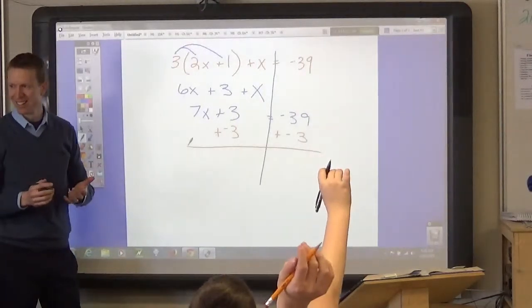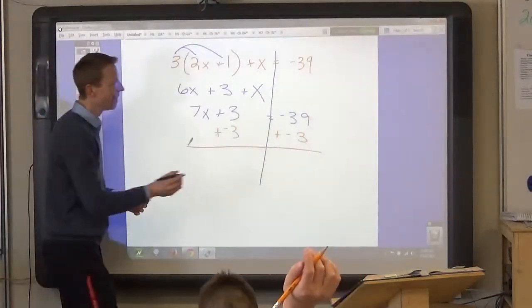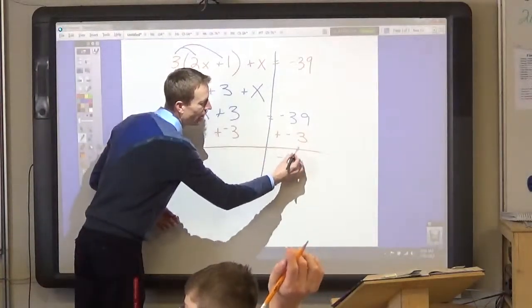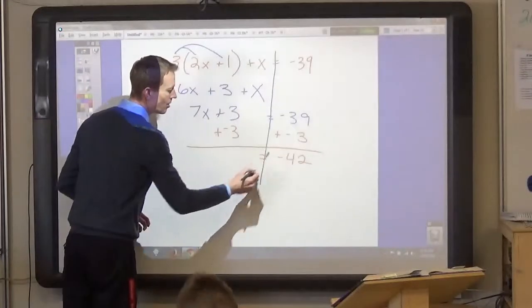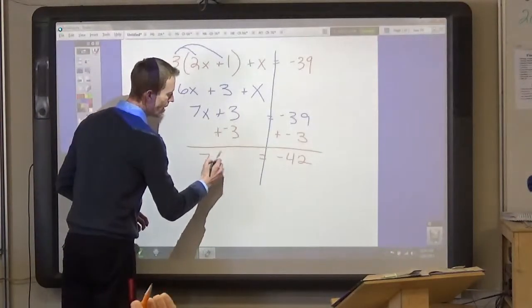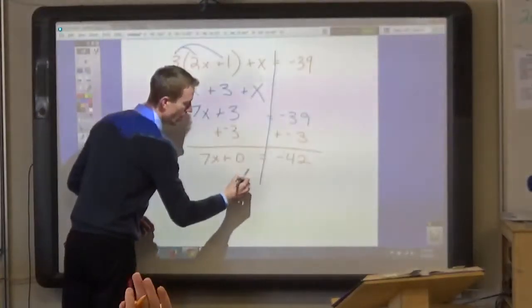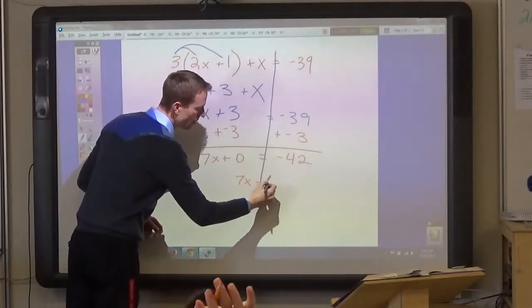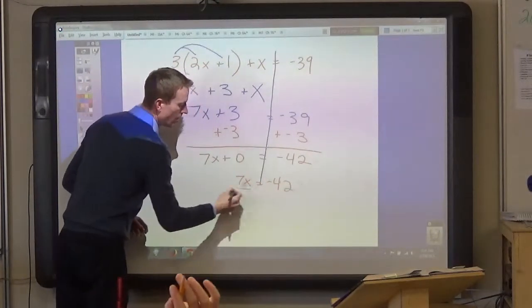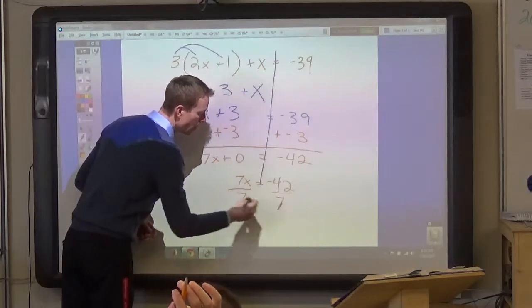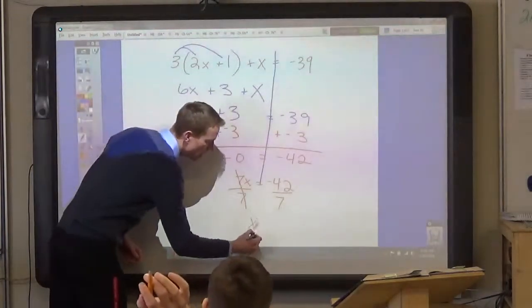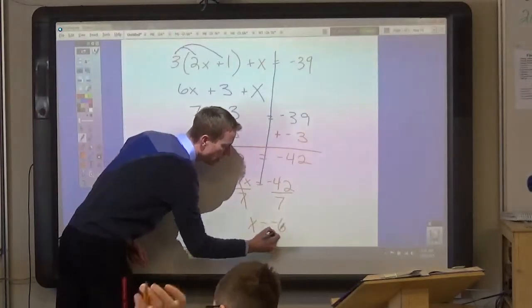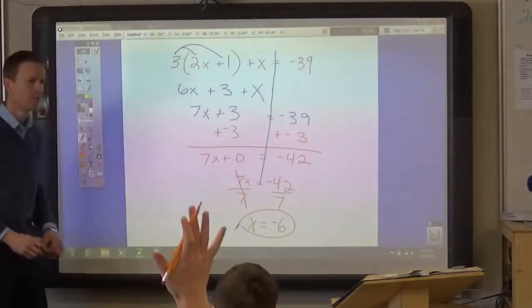Keyshawn? Negative 42, right? Yeah. Equals 7x plus 0, which is 7x. Divide by 7. Cross out the reciprocals. And x equals negative 6.